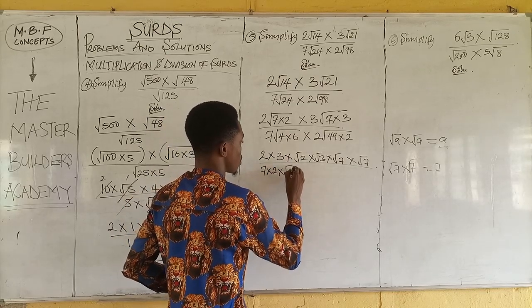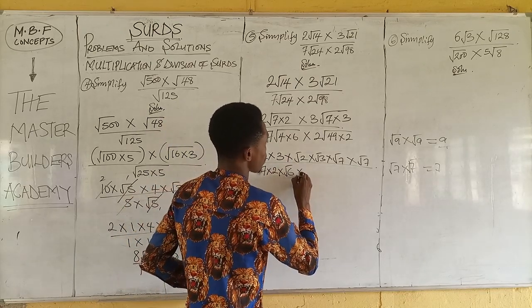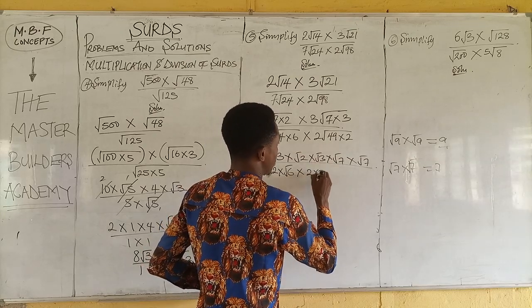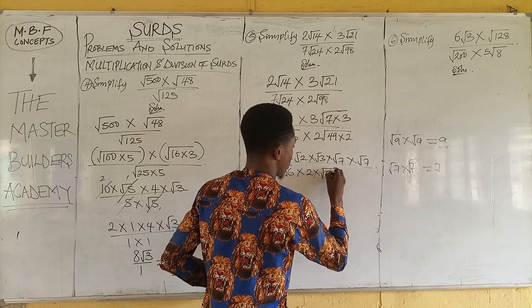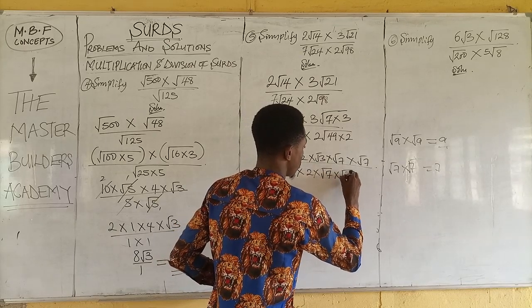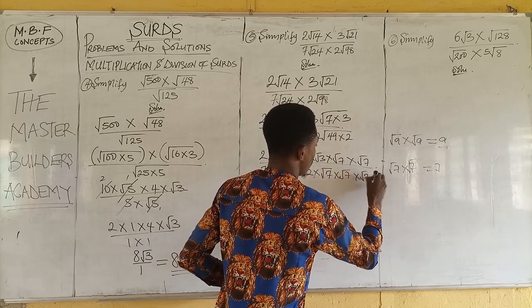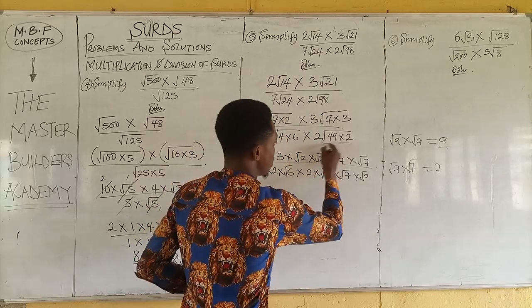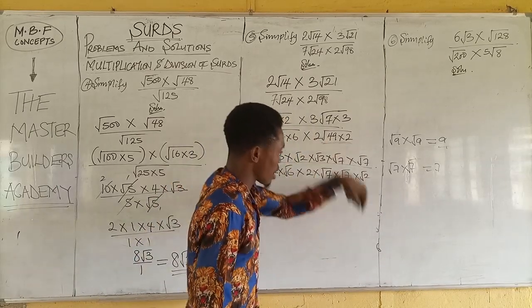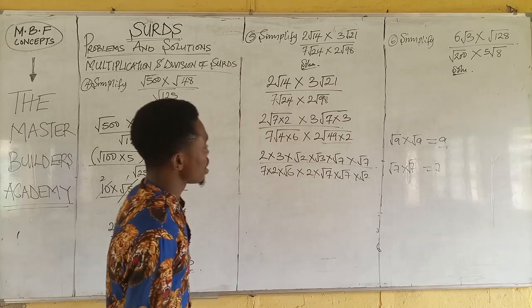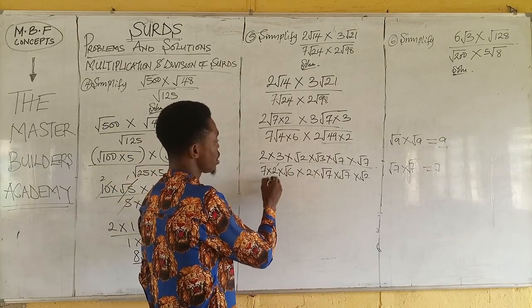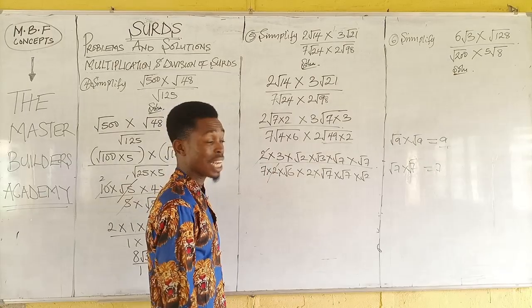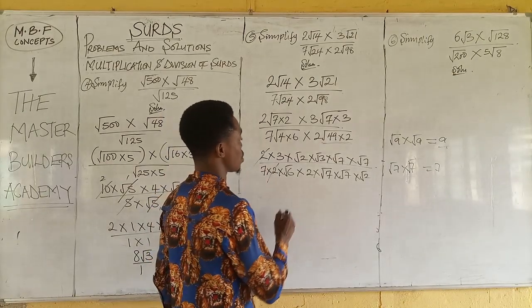Now the square root of 4 is 2, then times root 6. Then multiply by 2 times the square root of 49, which is the same thing as the square root of 7 times 7, then times the square root of 2. This is what it means: root 7 times root 7 times root 2. So now we need to cancel out, guys. All we need to do is to cancel these 2. We are just going to reduce this fraction.